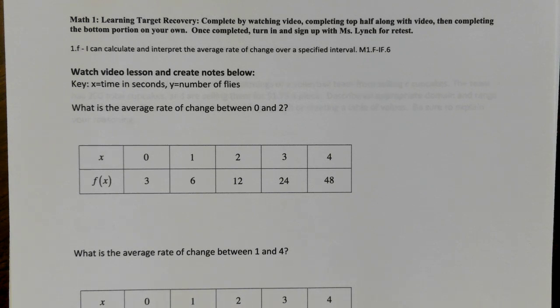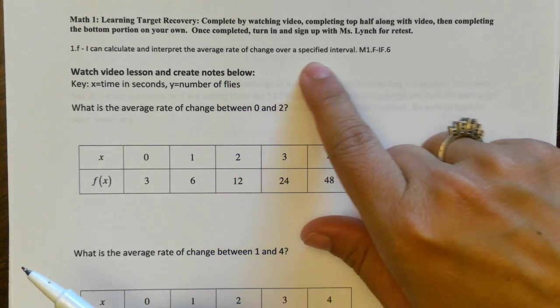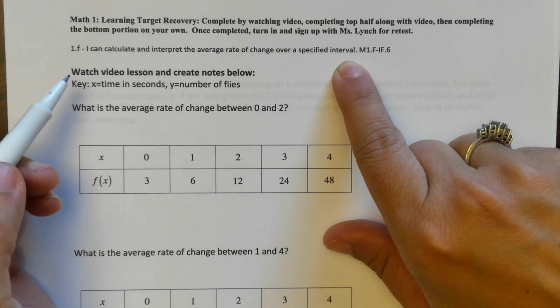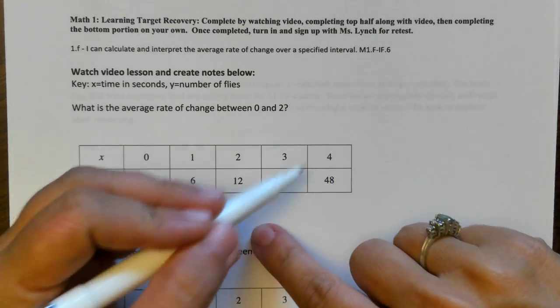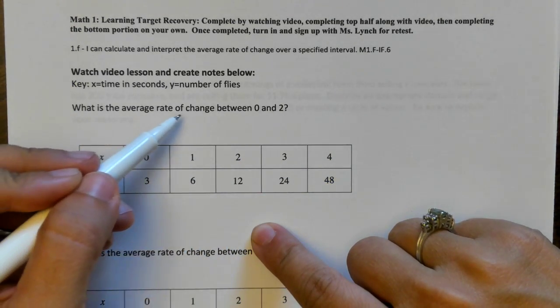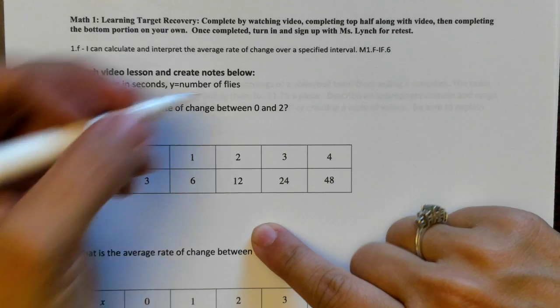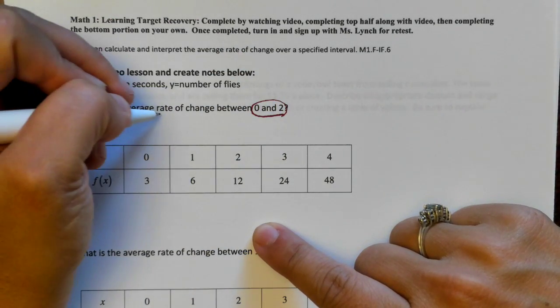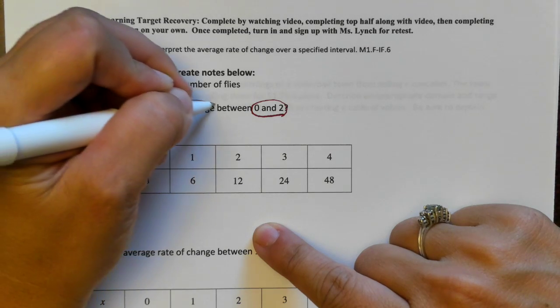All right, so what we're going to work on here is the learning target that says, I can calculate and interpret the average rate of change over a specified interval. Fix this setting, there we go. What we're going to do is look at this table. It says, what is the average rate of change between 0 and 2? So we're looking between 0 and 2, and we're looking for the average rate of change.